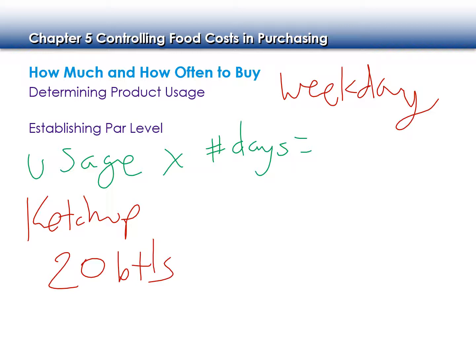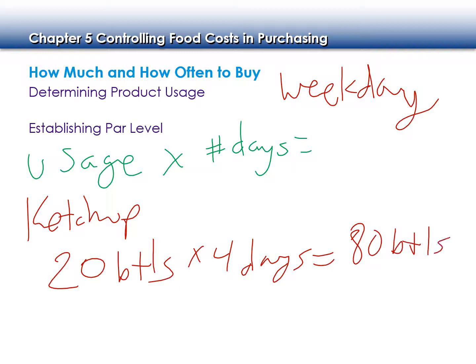20 bottles. How many days are in the weekdays? Monday, Tuesday, Wednesday, Thursday, right? If we get our order on Friday, Friday's part of the other day. So we get our order on Monday, Tuesday, Wednesday, Thursday. 4 days. So 20 bottles times 4 days equals 80 bottles. That's just Monday through Thursday.